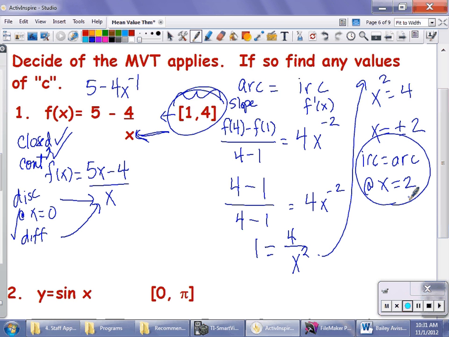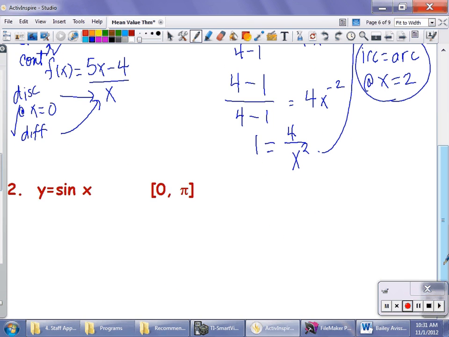All right, let's take a look at the second example. We have y equal to sine of x. We have a closed interval. We know that sine x, if you think about the graph, is continuous everywhere. We know that sine of x is differentiable everywhere. So all of the criteria are met. So there is a promise that at some point, at least one point, the instant is equal to the average.